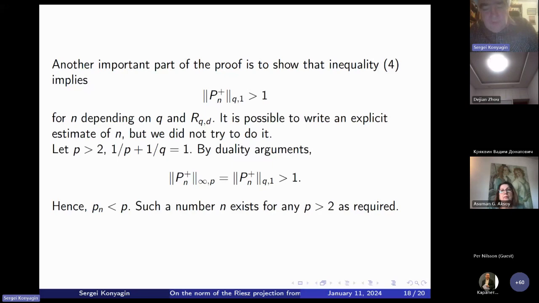Next, if you know this estimate, we have to do a simple step, and this is actually the last step. We can use duality. Let us take any p greater than 2, and q is a conjugate number. Then we have this equality by duality. And so we see that for any p greater than 2, we can write a large number n such that the norm of this Riesz operator is greater than 1. So for such n, we see that n is less than p. That's required.